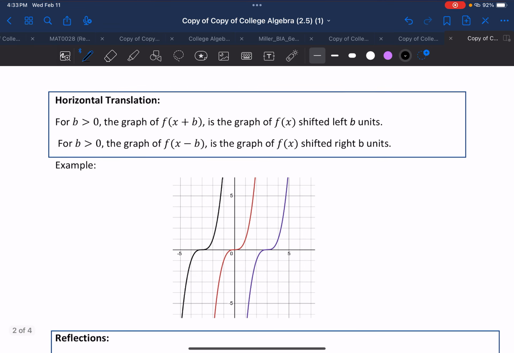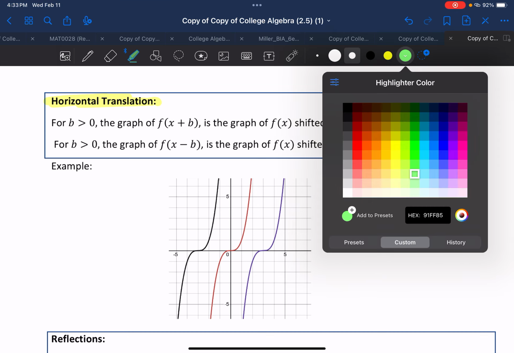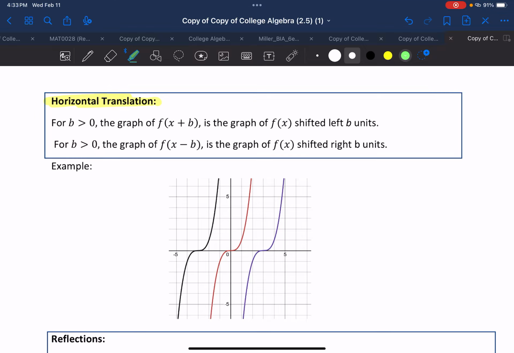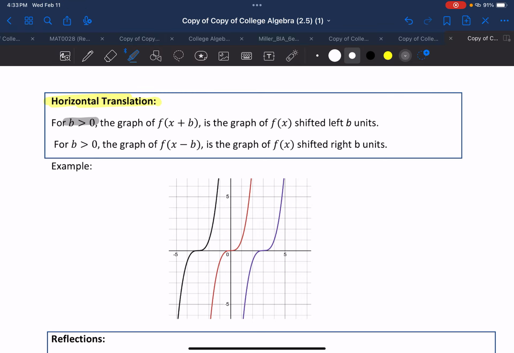Okay, next is horizontal translations. So the definition here says that for b greater than 0, the graph of f of x plus b, so now it's f of (x plus b), which is inside the parentheses, which means it's being added directly to the x, not to the entire base graph, but directly next to the x in the function. And this would be the graph of the base graph shifted left b units.